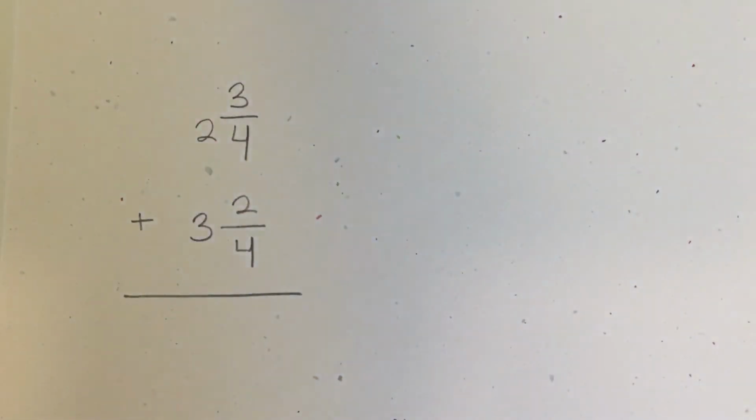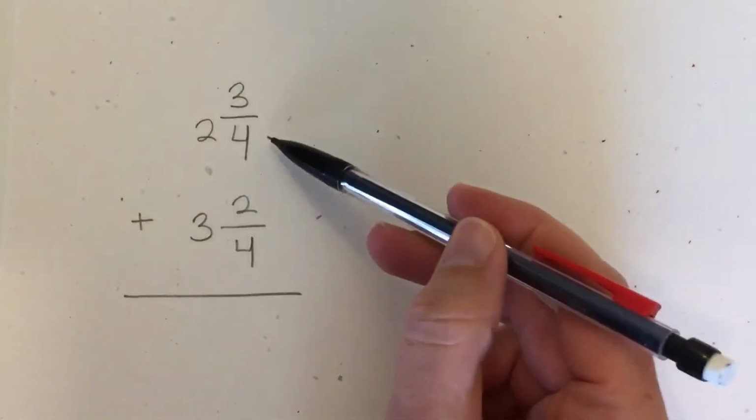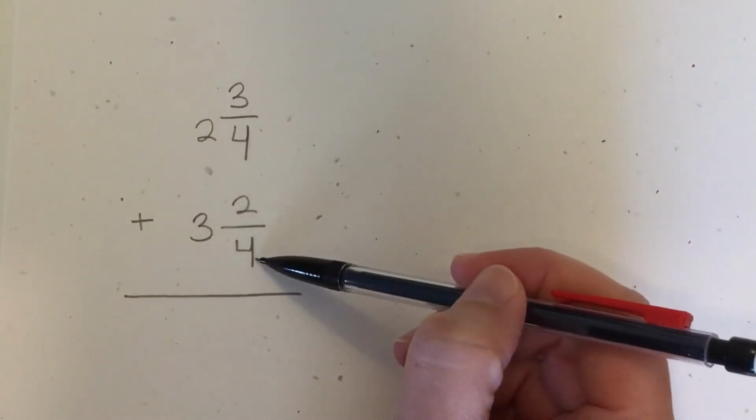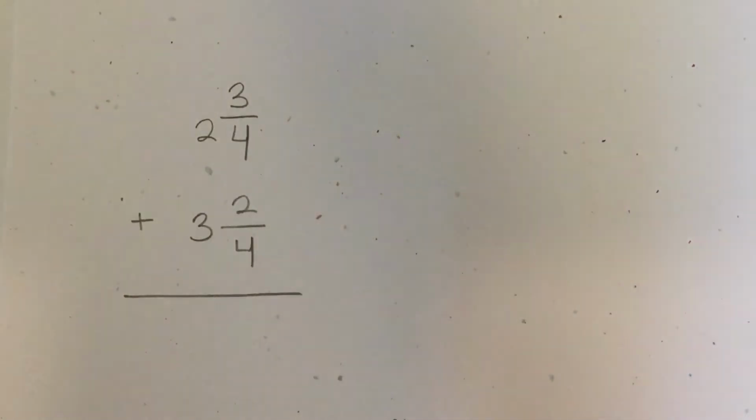Hi, fourth graders. So when we're adding fractions and mixed numbers, as long as the denominators are the same in both of the fractions or mixed numbers, then the process is pretty straightforward unless we have to do some regrouping. So I'm going to show you an example of when we're adding mixed numbers and we have to regroup.